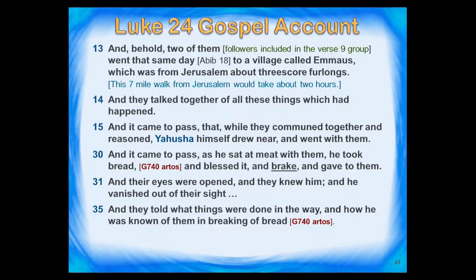And it came to pass, as he sat at meat with them, he took bread, he took artos, and he blessed it, and he brake, and he gave it to them. And their eyes were opened, and they knew him, and he vanished out of their sight. And they told what things were done on the way. If you skip a couple verses down to 35, they told what things were done in the way, and how he was known of them in breaking this artos bread.